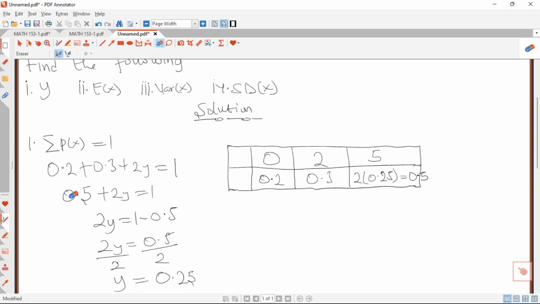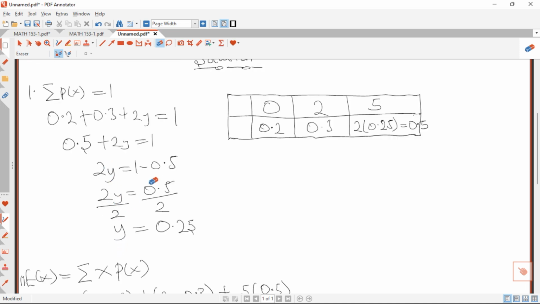When we sum 0.2 plus 0.3, we get 0.5 plus 2y, which is equal to 1. So we move that over and get 1 minus 0.5, so 2y is equal to 0.5. We are looking for y, not 2y, so we divide both sides by 2 to get our final answer, y equals 0.25.